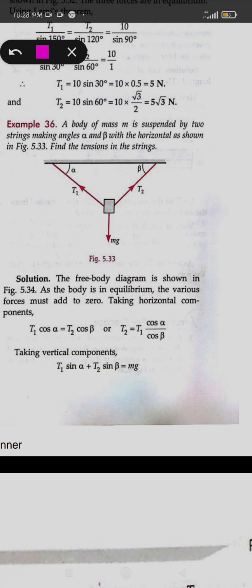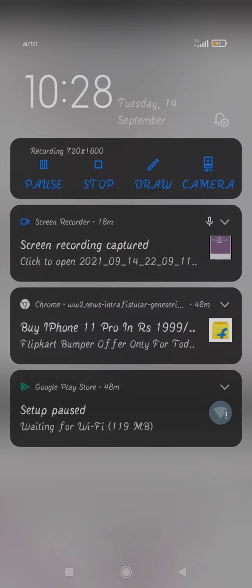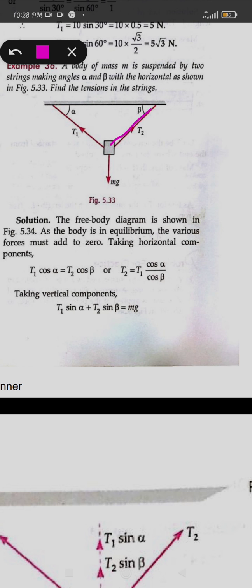Now, a body of mass m is suspended by two strings making angles alpha and beta with the horizontal direction. Here also we can find the tensions using the free body diagram. If a body is suspended with weight mg and these angles alpha and beta are made, what is the tension in the strings due to this weight? So taking the horizontal and the vertical components of this figure, this is T2, its vertical component will be this, and this is the horizontal component. Then for T1, this is the horizontal component, and this will be the vertical component, right?